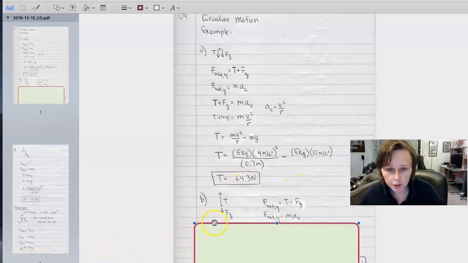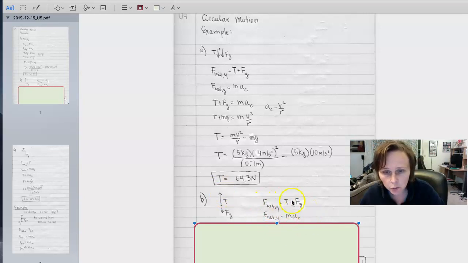For the second situation, when the ball is at the lowest point in the circle, we have the force of gravity acting on the ball downwards, and the tension force is upwards, which is larger than the force of gravity because the net force is towards the center, because we know that the centripetal acceleration is toward the center. And remember, the centripetal force and centripetal acceleration are directed in the same way.